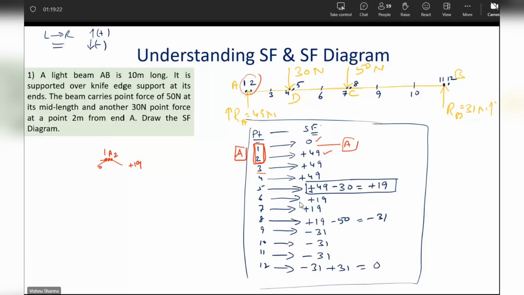Likewise, 4 and 5 show what is happening at D. 7 and 8 represent what is happening at C. 11 and 12 represent what is actually happening at B.